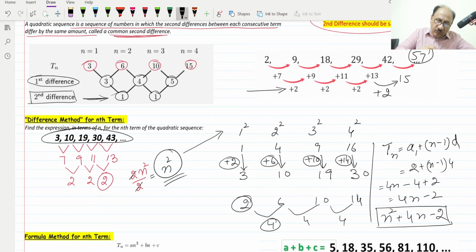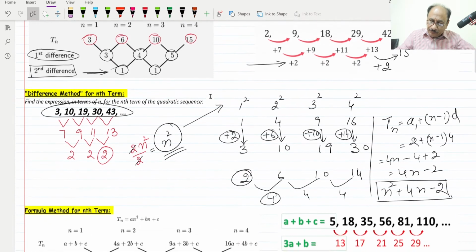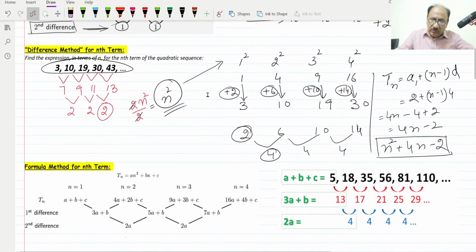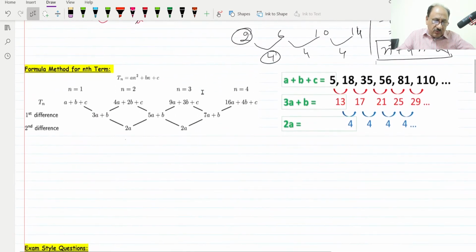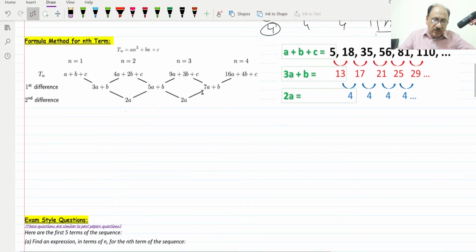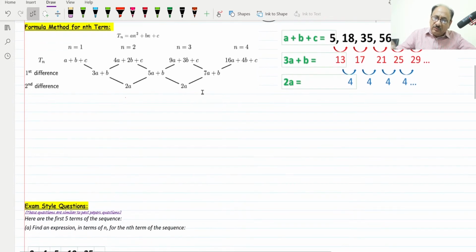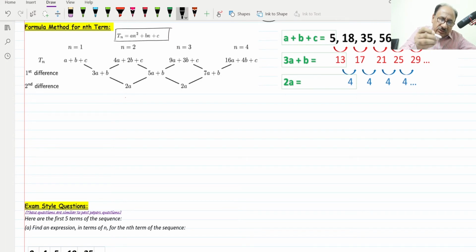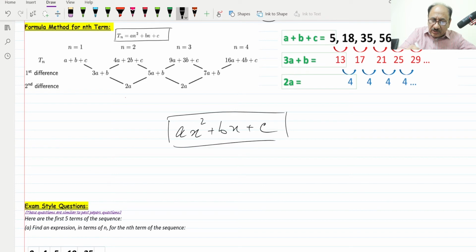Now you will have to follow the same steps. Next, this was the difference method which we have done. Now this will be the formula method. How are we writing the formula for that? This is basically the quadratic format of the sequence. You know, a quadratic expression can be written as ax squared plus bx plus c. This is the general quadratic expression.